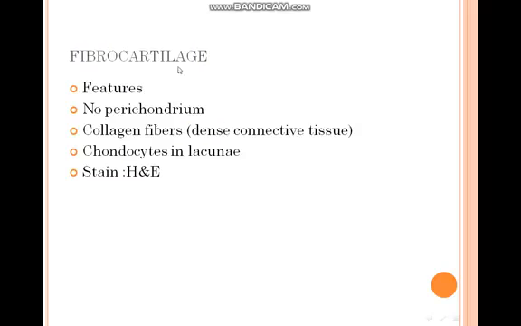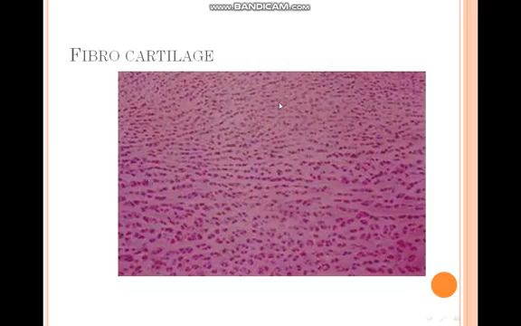The last type of cartilage is fibrocartilage. We have no perichondrium, we have no matrix, we have only a dense collection of collagen fibers, and also we have chondrocytes within the lacunae, stained by H&E. Here we have a picture of the fibrocartilage found within the intervertebral disc. We can see no perichondrium and no presence of matrix, only a dense collection of collagen fibers that is stained eosinophilic in color, and we have rows of cells that are the chondrocytes, so we have no chondroblast.